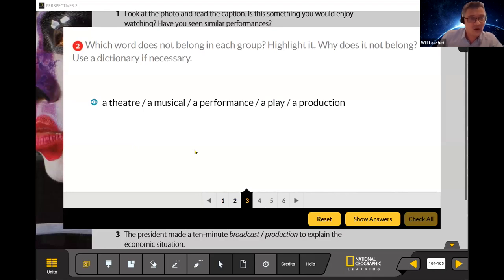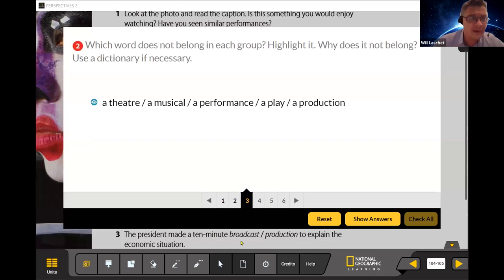Theatre is the odd one out because... Why are most of you putting theatre? Can someone explain why? Location. Right, okay, so theatre is a place. It is a location, right? It's not a type of show. The other four are types of show, right? There we go. So theatre is also an odd one out.